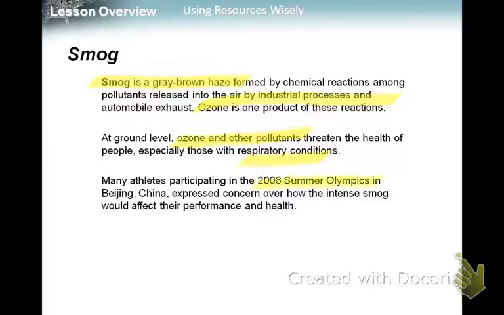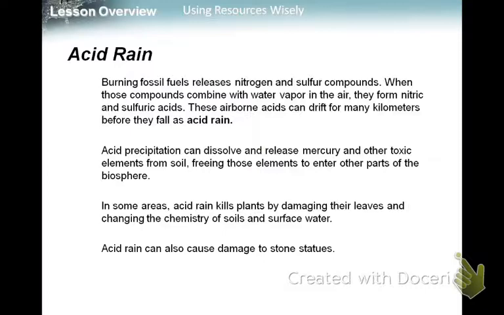There was concern at the 2008 Summer Olympics in Beijing about how much smog there was in that city and how the athletes would be able to perform. Burning of fossil fuels releases nitrogen and sulfur into the air. When that combines with water, it forms nitric and sulfuric acids. These acids can float as vapor for many kilometers before they fall back to the ground as acid rain.